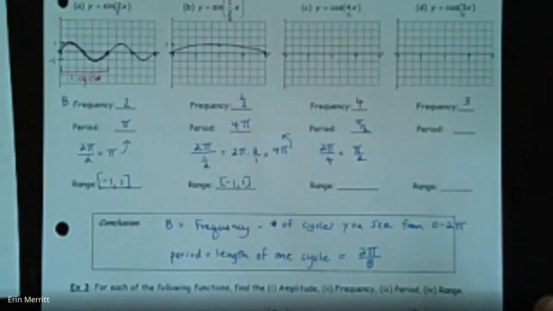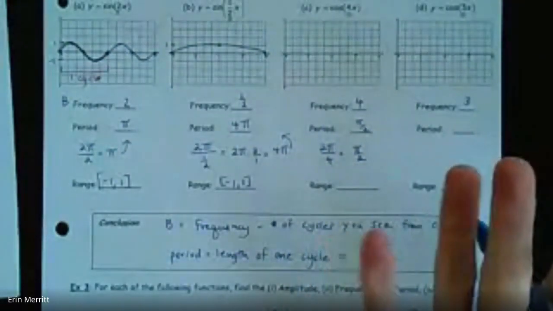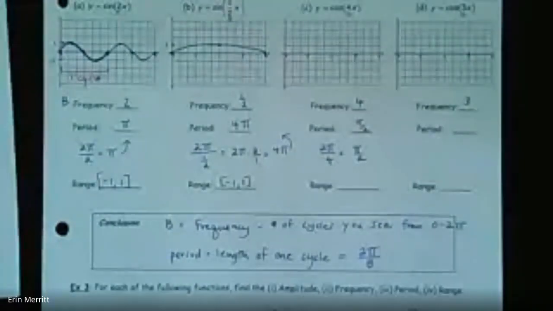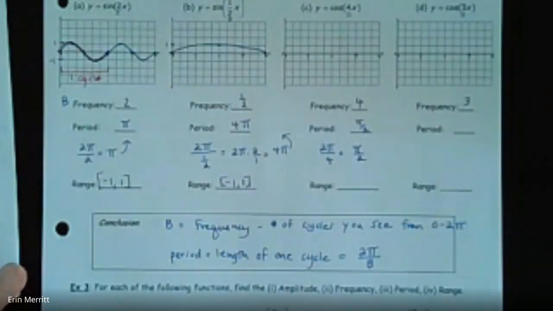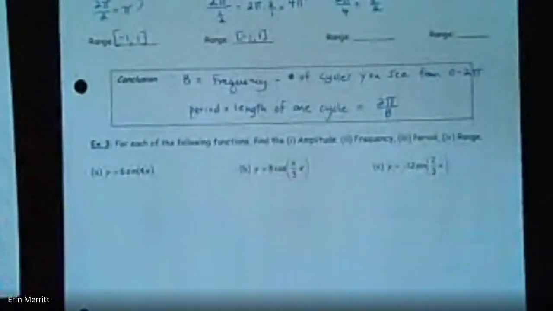All right, so that's the big kicker with this lesson: what is amplitude doing? How is it changing the graph? What is the frequency? And then how does it affect the period? Because when you go to graph these ones, you have to be able to understand those details. Before we get to a graphing one, down at the bottom, let's do one of these guys. It's saying for each, find the amplitude, frequency, period, and range.